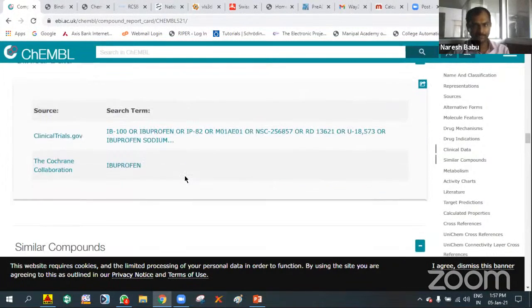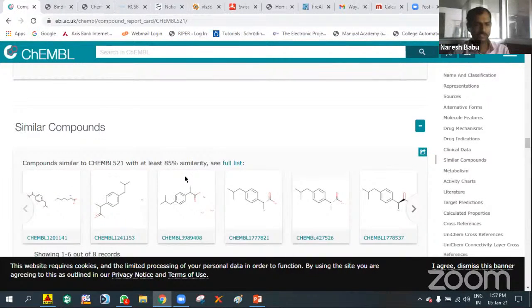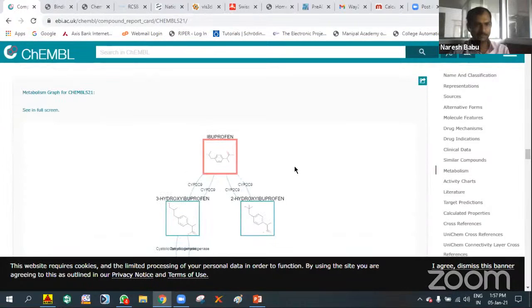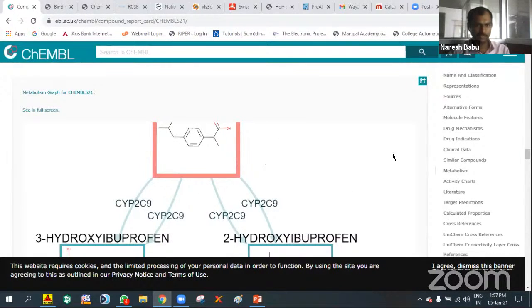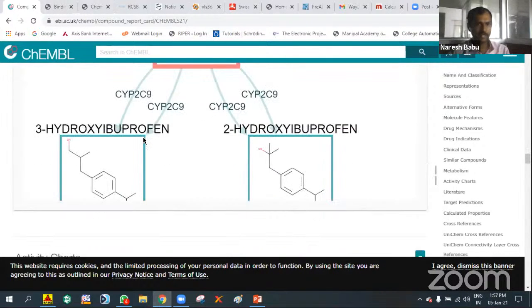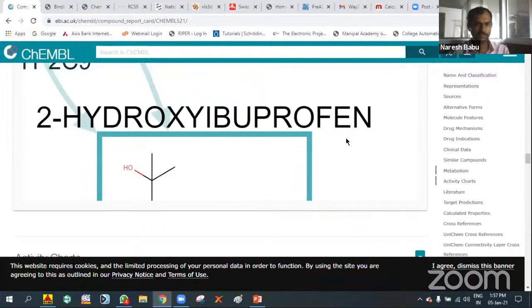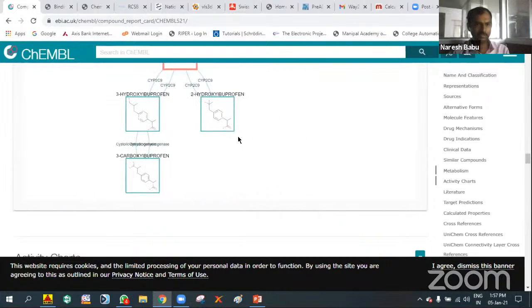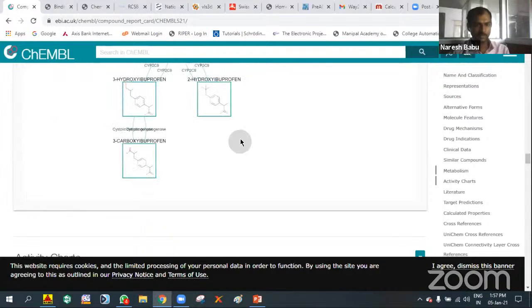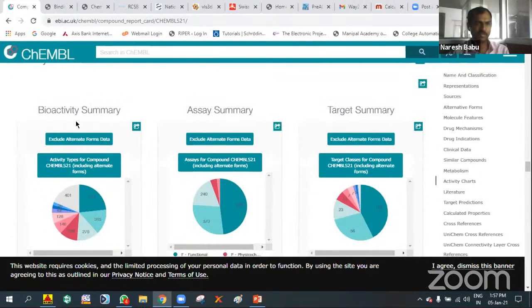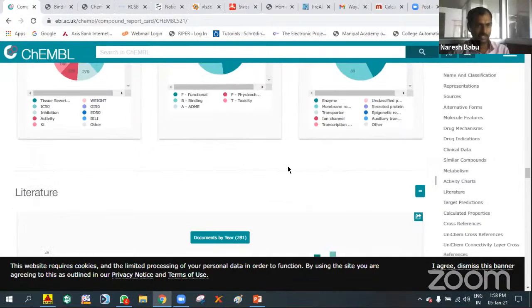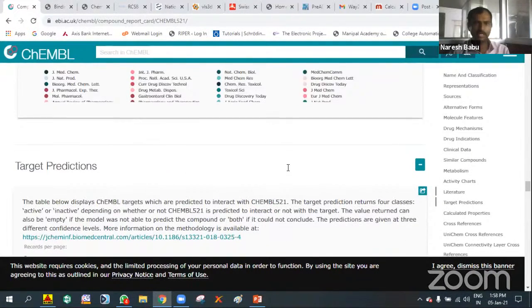drug interactions and clinical data, similar compounds related to the structure of ibuprofen, and metabolism. The metabolites also we can observe here by the cytochrome P450 enzymes. 5-hydroxyibuprofen and 2-hydroxyibuprofen initially by hydroxylation, and further these undergo conversion to 3-carboxyibuprofen. So the complete metabolic process we can observe for the given compound, and activity charts, that is giving bioactivity summary and assay summary and target summary of your drug target, and literature related to your drug, target predictions.